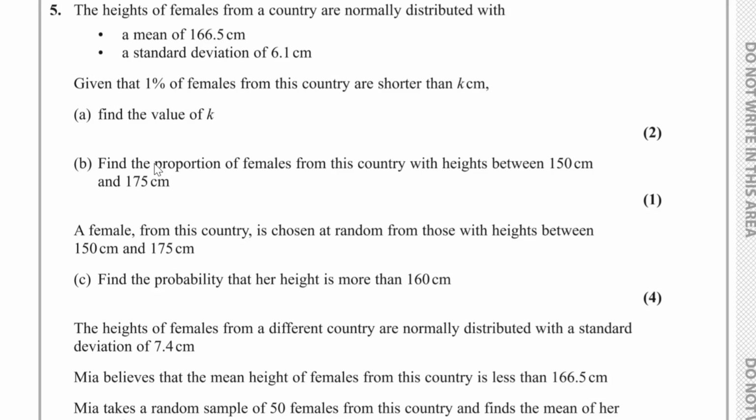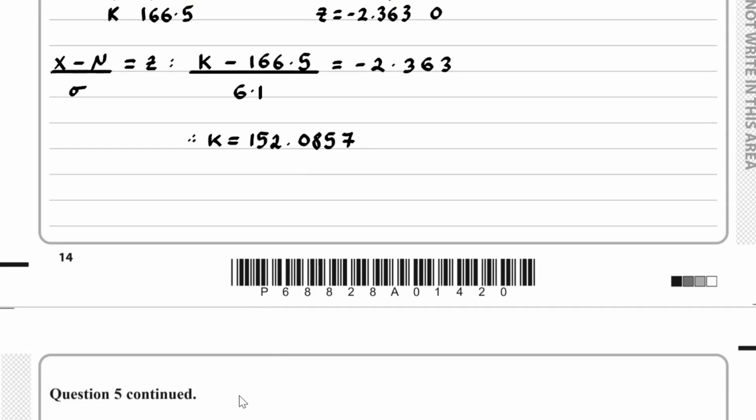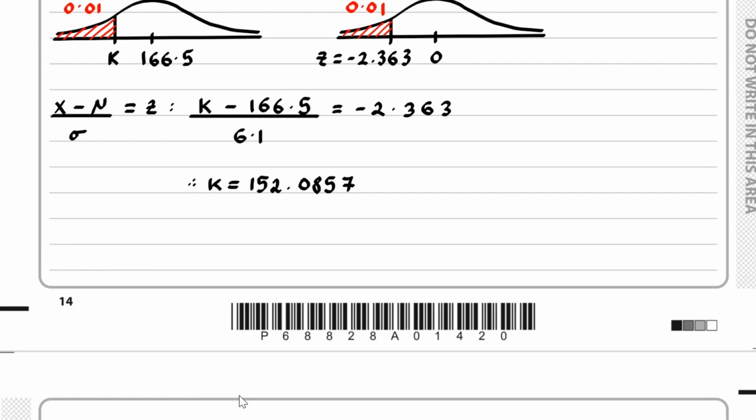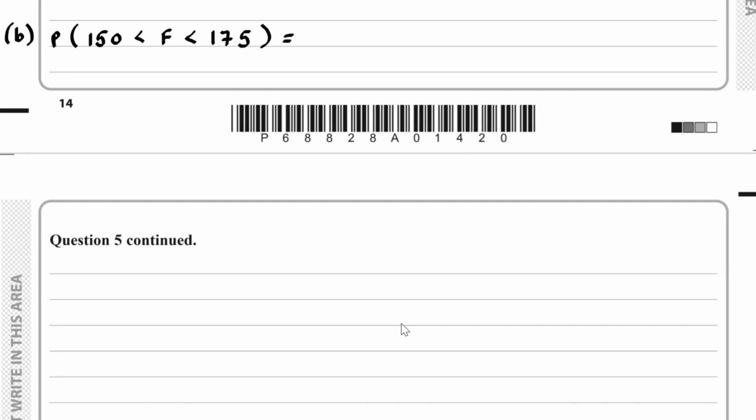And now for part B, we have to find the proportion of females from this country with heights between 150 centimeters and 175 centimeters. So, for part B, we have to find the probability that f is in between 150 and 175. Let's draw a quick diagram to help visualize what we need to work out.